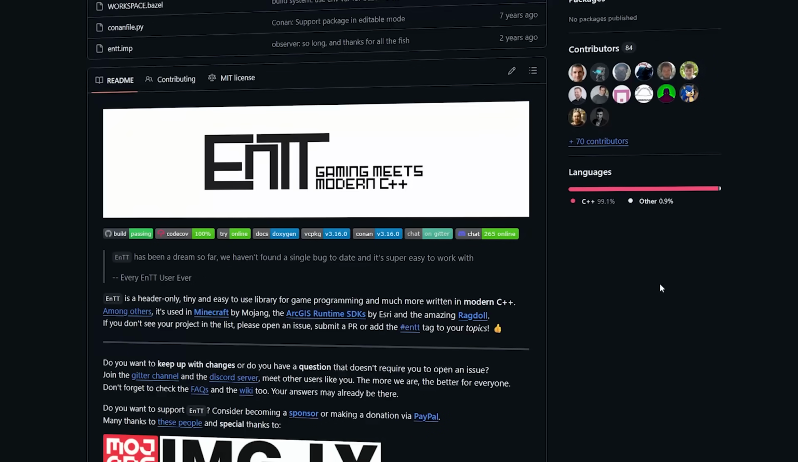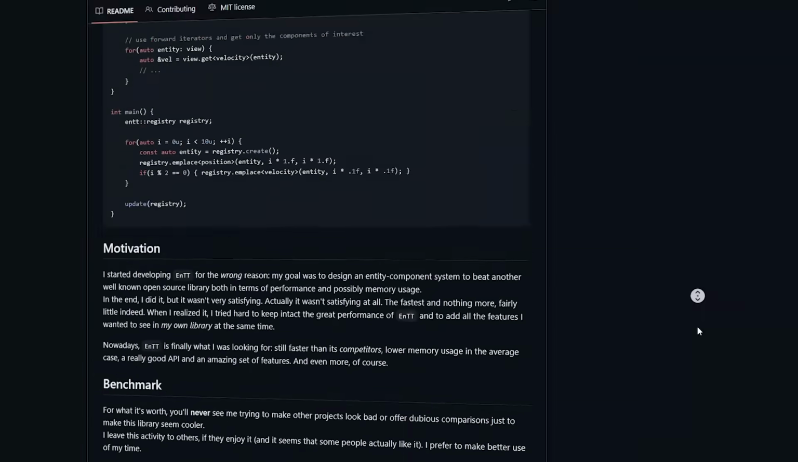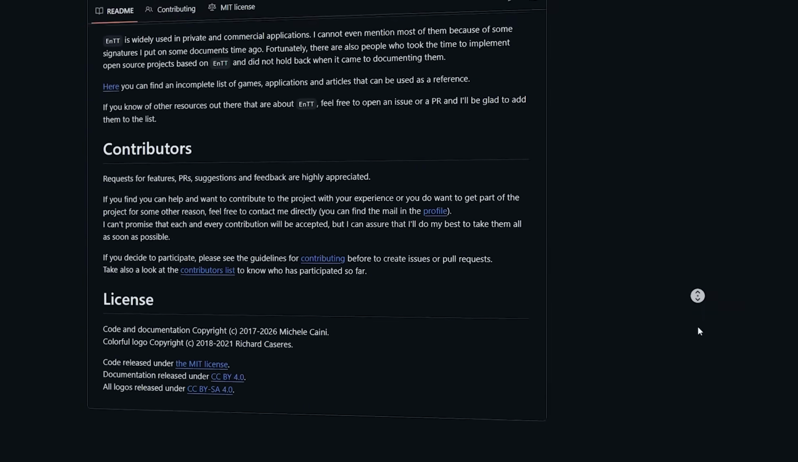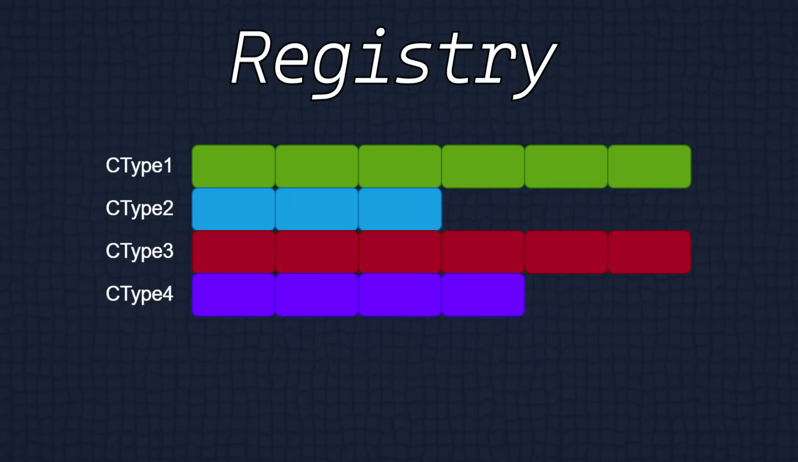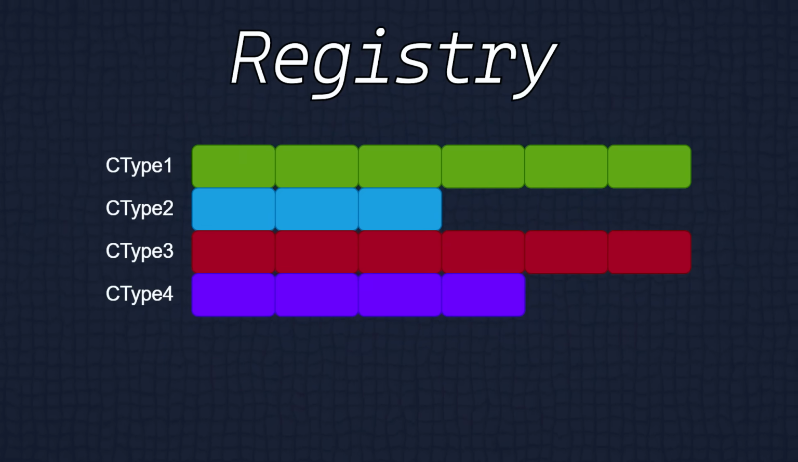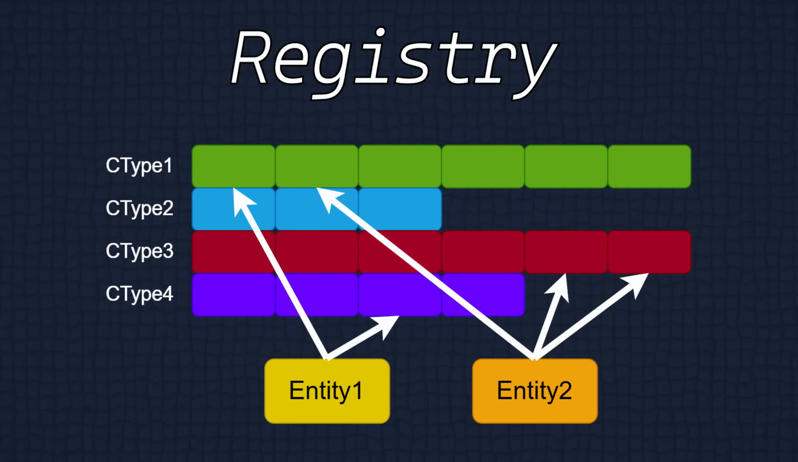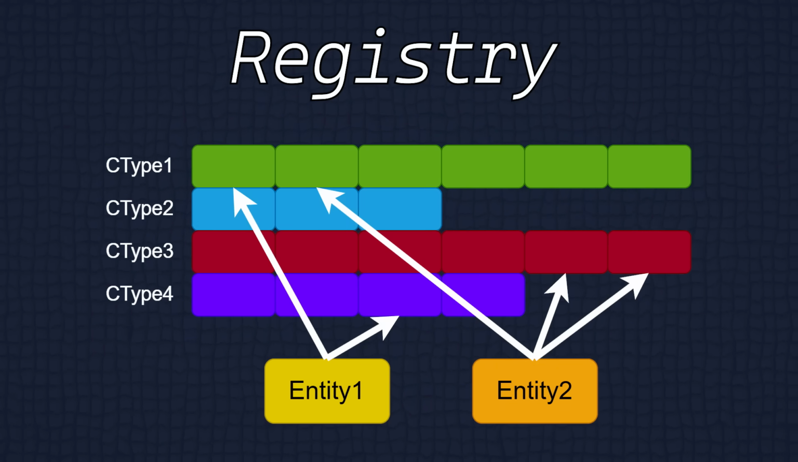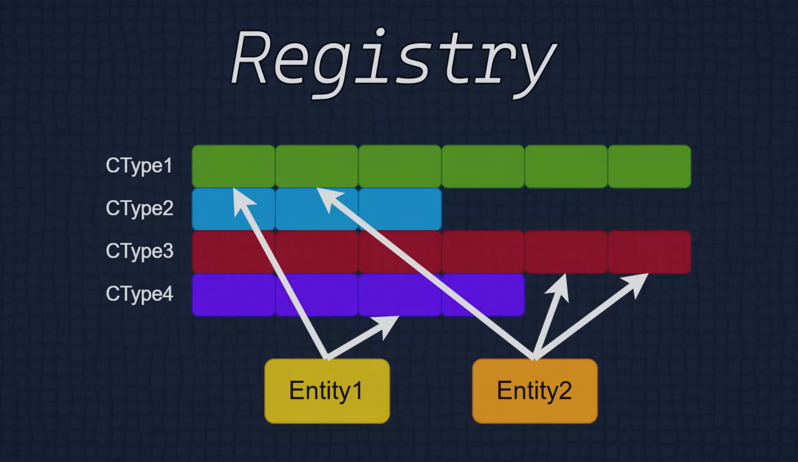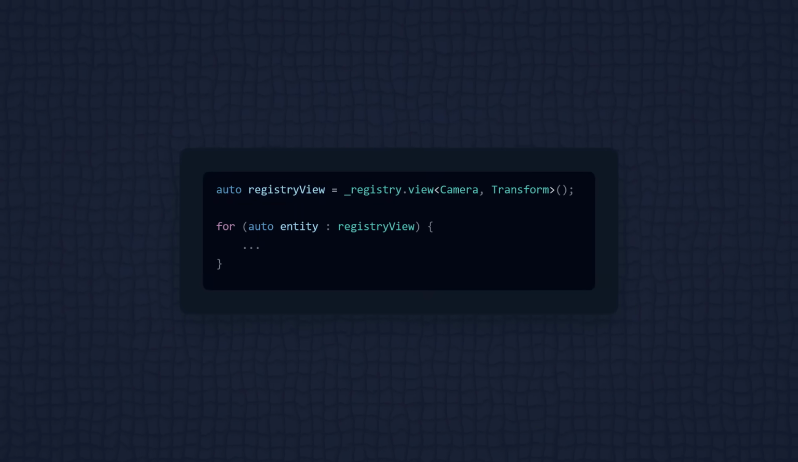To properly understand how this library works, we would need a video on its own, but to use it is very simple. Think of it as a database called a registry. We can push different component types, and each component type is stored contiguously in memory. Each entity can have multiple components assigned. If we want to gather all entities that have a specific combination of components, we issue a query that returns them.